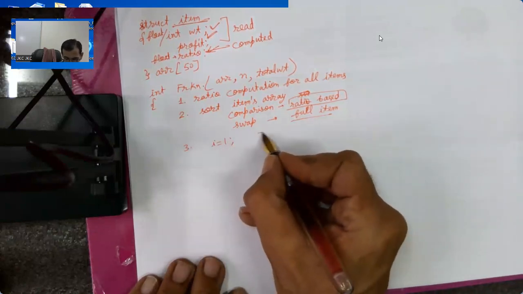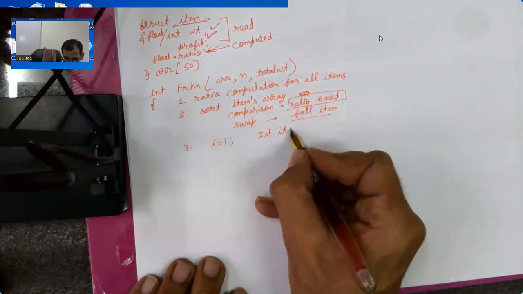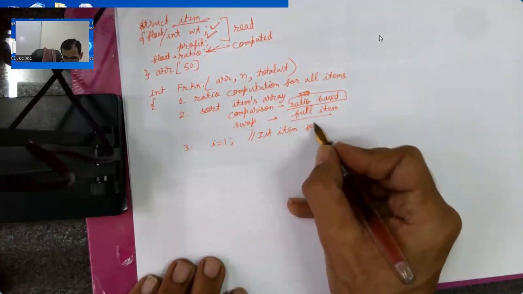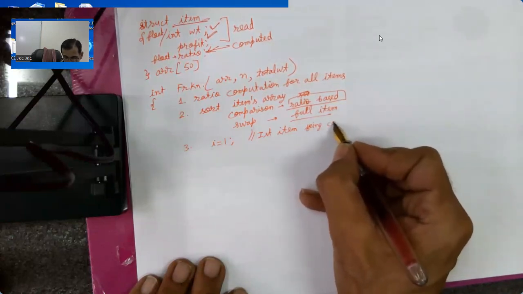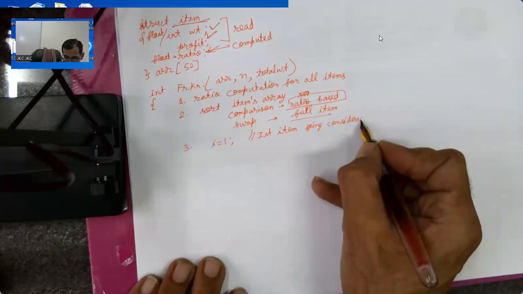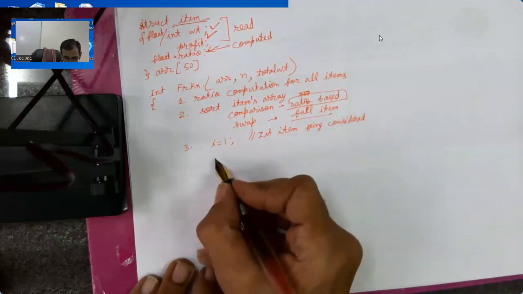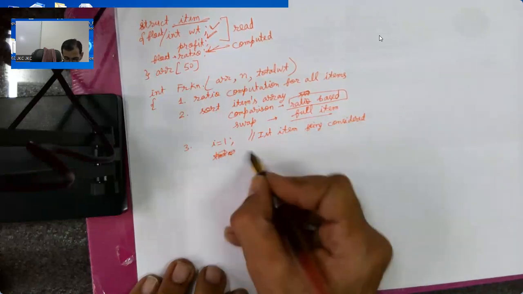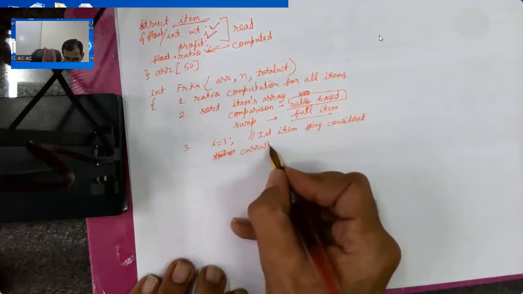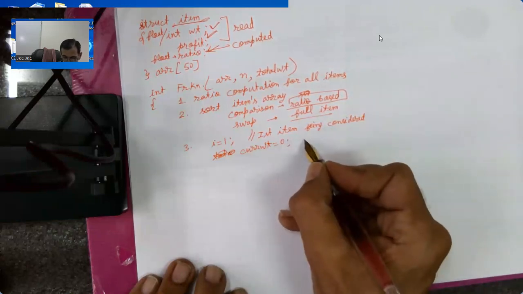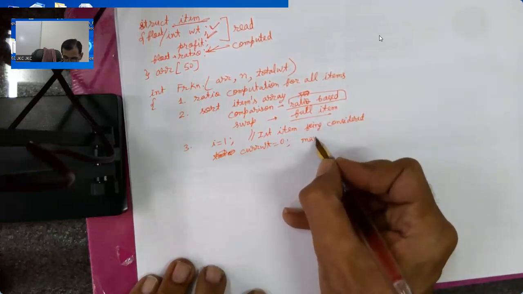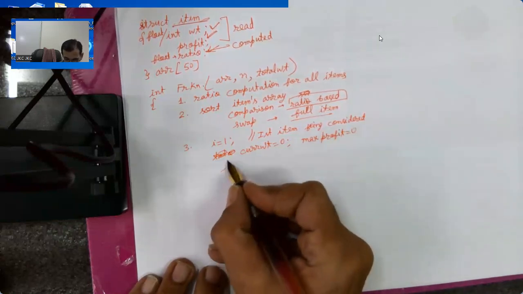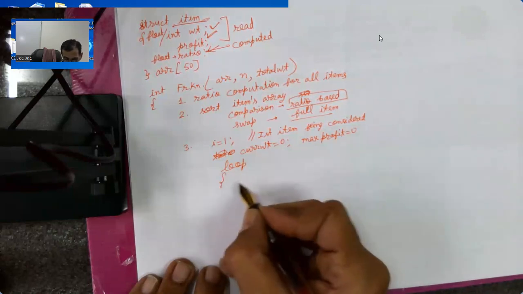Once swapping is done and items are ready, effectively I can start from i equal to 1. So the first item is being considered, and I can keep on selecting items if they can be taken. It will all depend on the weight. Obviously, initially my current total weight will be 0, so I initialize that till now I have taken 0 weight, and my maximum profit is 0.